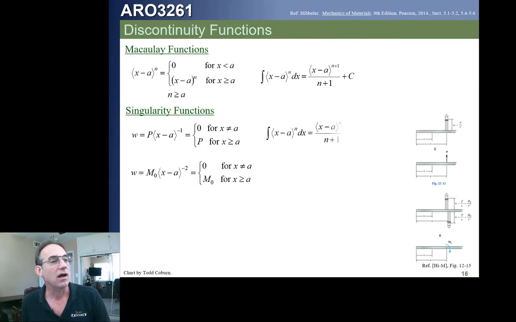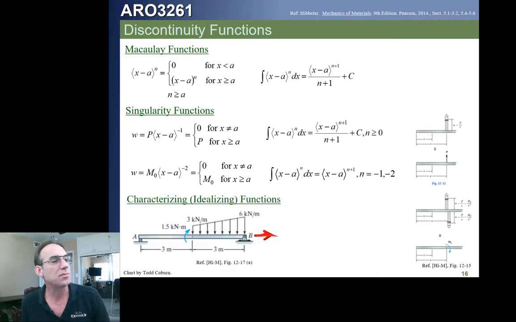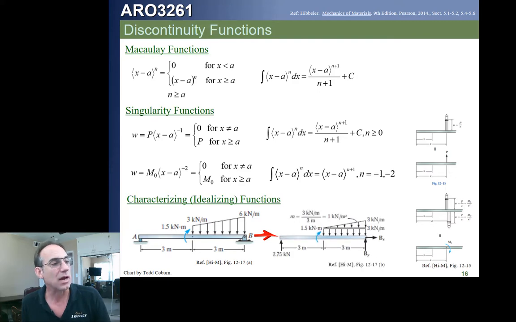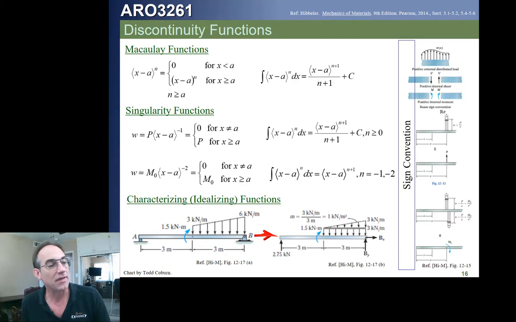This is a quick look again at our discontinuity functions. This first part is all stuff that was shown on the other slide. This latter part is what I wanted to show you, characterizing or idealizing functions. Once again, we talked about that a little last time.